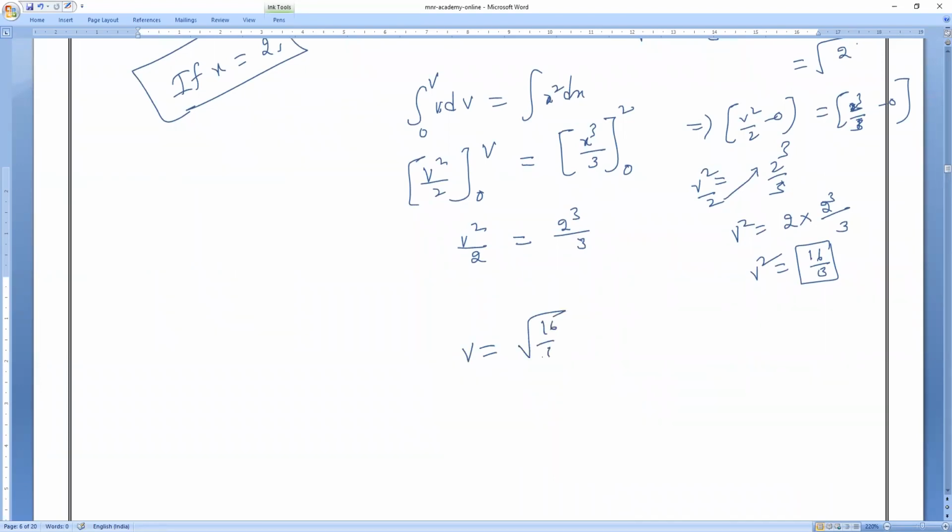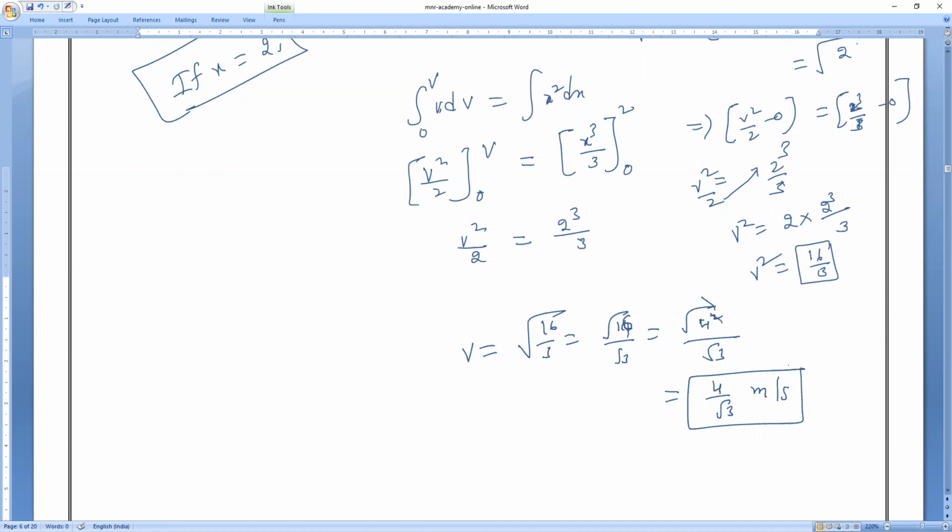Root of 16 by 3, which is equals to root 16 by root 3. Oh, sorry, root 16. Root 16 means what? 4 square. 4. So 4 by root 3, which is equals to what is the answer? All of you. 4 by root 3 meter per second. So you can take any method. Finally, you will get the answer.